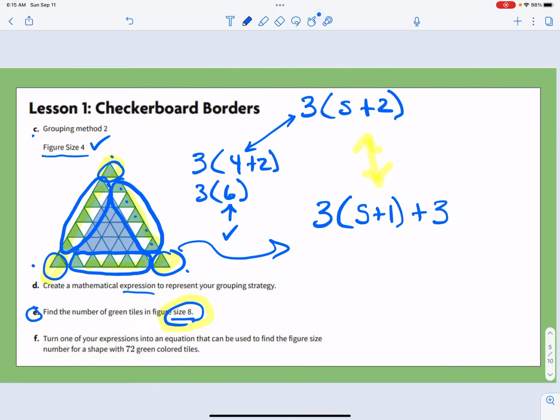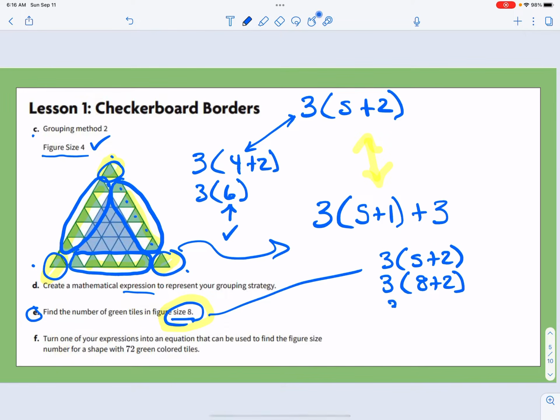They would both be fine. For the group of size 8, I'm going to go ahead and use the 3 times s plus 2. So we'll plug in the size is 8. And we have 3 times 10. And we end up with 30. So with the group size 8, we should have about 30 in that case there, okay?